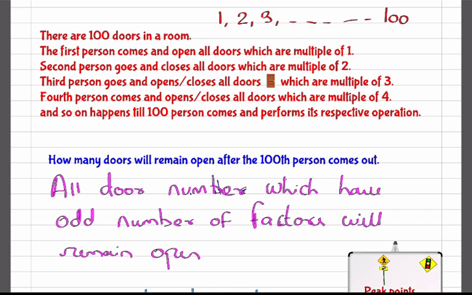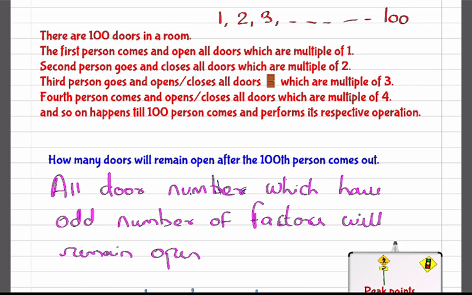This happens till the 100%. 100% goes in and then he performs the same operation. The doors which are closed he will open, the doors which are open he will close, and he will always do it in the multiple of the person that is entering. So if the 8th person is entering, he will do what? Open or close, perform the operation on the doors which are multiple of 8.